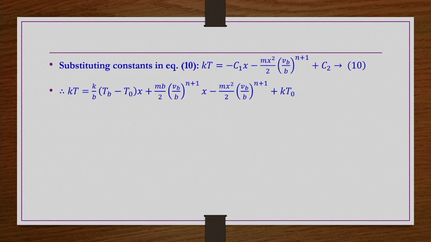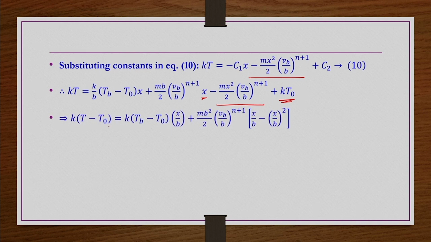So, this is C2, k T naught, and this is the minus m x square by 2 Vb by b whole power n plus 1 term as it is, and then minus C1 x is nothing but k by b times Tb minus T naught multiplied by x plus m b by 2 Vb by b whole power n plus 1 multiplied by x. Now, this k T naught we take to the left hand side. So, k times T minus T naught is equal to k times Tb minus T naught x by b plus m b square by 2 Vb by b whole power n plus 1.